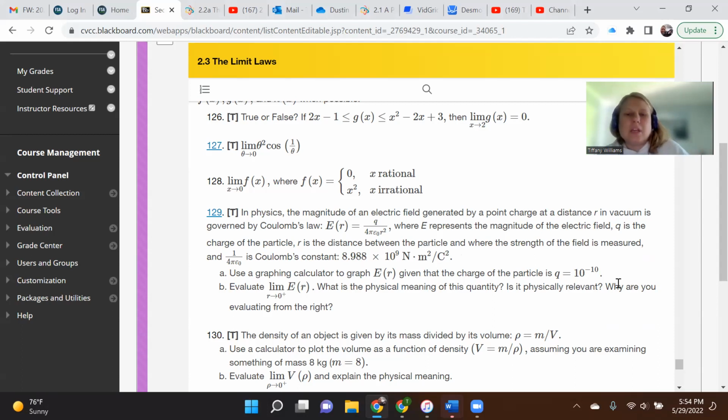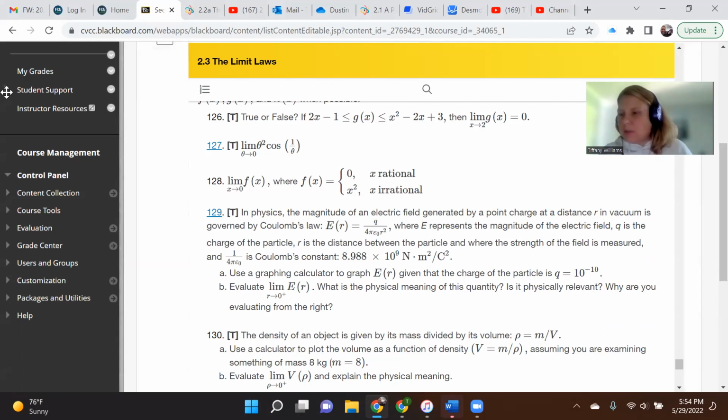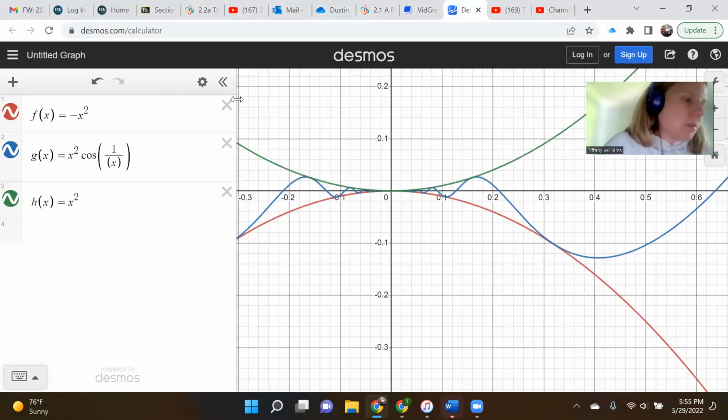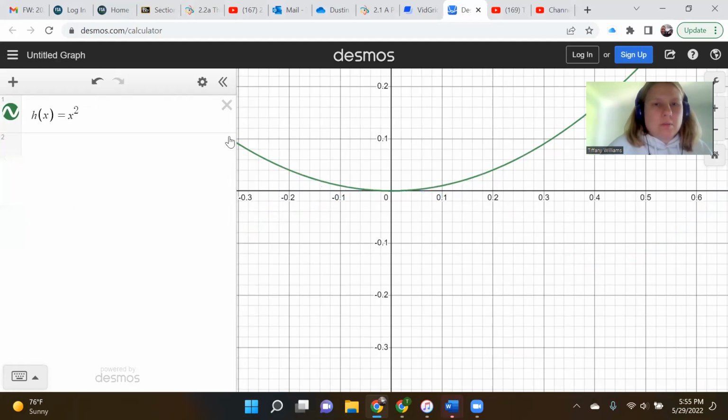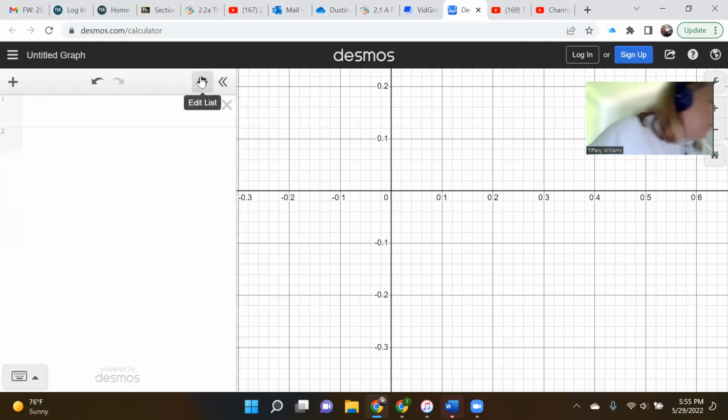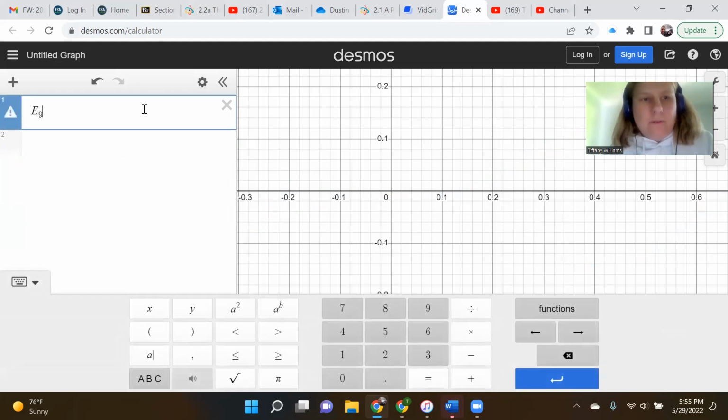Now that's something that you can very easily do on Desmos. I think I'm going to have to write all this stuff down because I don't have it written down on my piece of paper and I'll never keep track of it. Let's go back to Desmos here. Get rid of our squeeze theorem here. So we had E of R equals, and then they told us a bunch of stuff to plug in here.